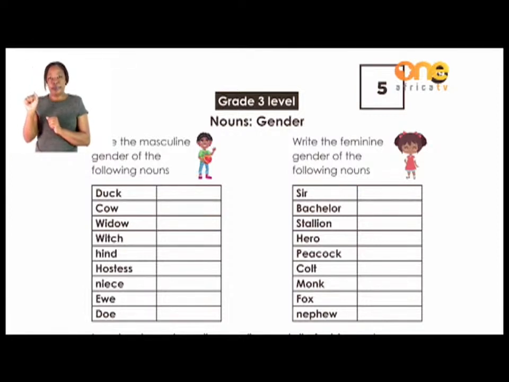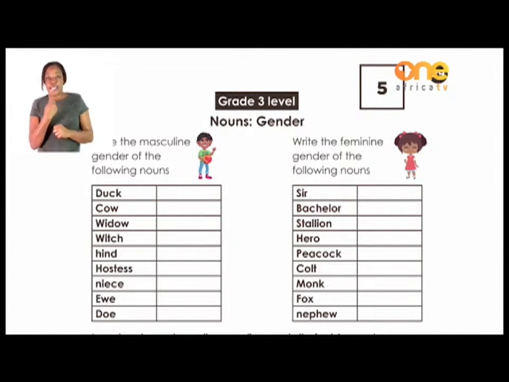Madam. Okay. Bachelor is a boy who is not married, or a man who is not married. What about a woman or a girl who is not married? We say she is a bachelorette. Bachelorette. Stallion refers to a horse, which is a male. It's a stallion. What about the female horse? We say it's a mare. It's a mare.